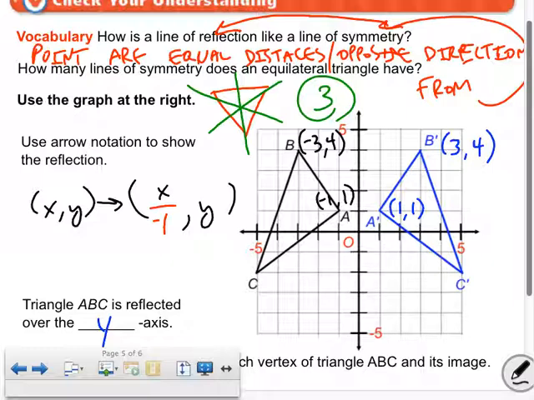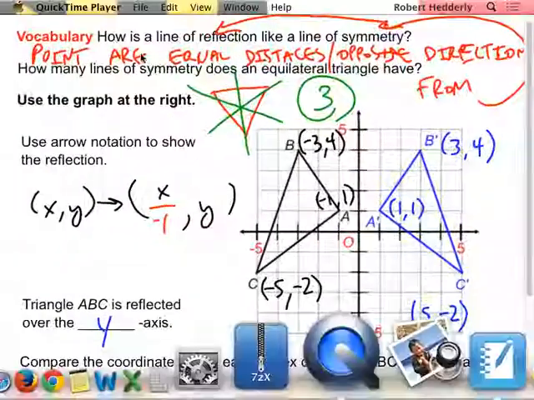And last but not least, C. Who can give me C? Quinn, go ahead. -5 and 2. That's up here. Very good. And then what's the image of C? Quickly, Quinn, what's the image of C? The image of C is 5 and 2. Very good. Ladies and gentlemen, you have a quiz tomorrow.